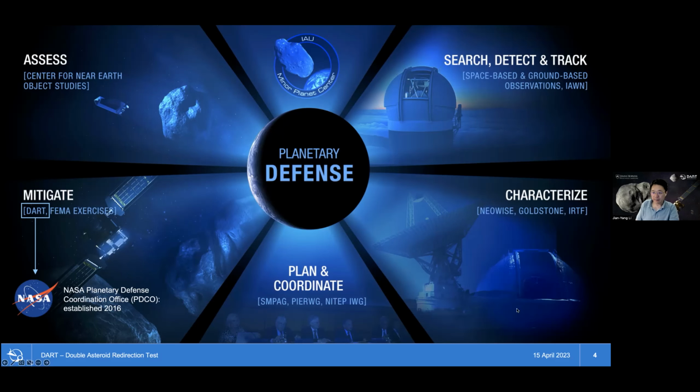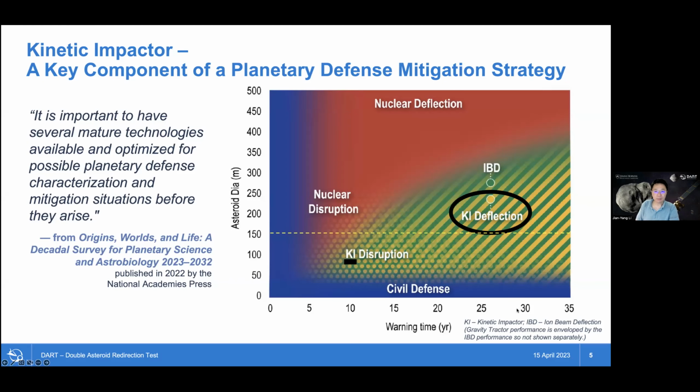Now, speaking of mitigation, I'm showing a graph where the x-axis is the warning time, meaning we discover an asteroid and we know it's going to hit Earth in so many years. So that's how much time we have before the impact. And the y-axis is the diameter of the asteroid, so how big it is. Depending on these two parameters, we will need to use different strategies. So this figure shows what technique we should use.